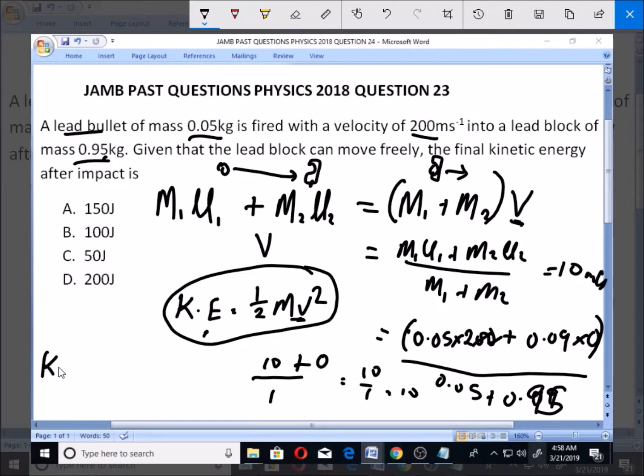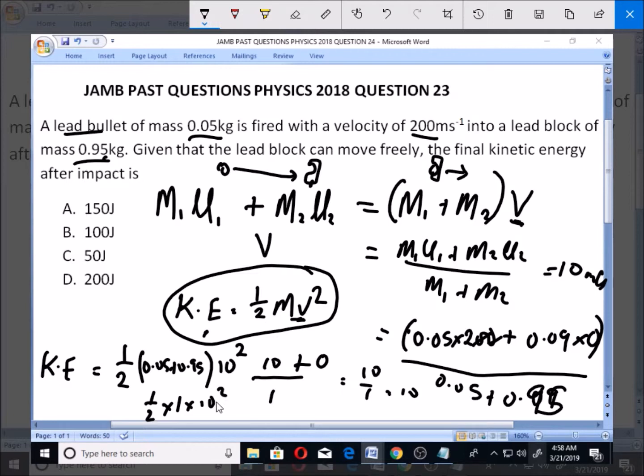So having v as 10 meter per second, we can now calculate the kinetic energy, which gives us half m v squared. The m is the total mass, which is 0.05 plus 0.95, which is 1. And v is 10, so we have half times 1 times 10 to the power 2. And 10 to the power 2 is what?